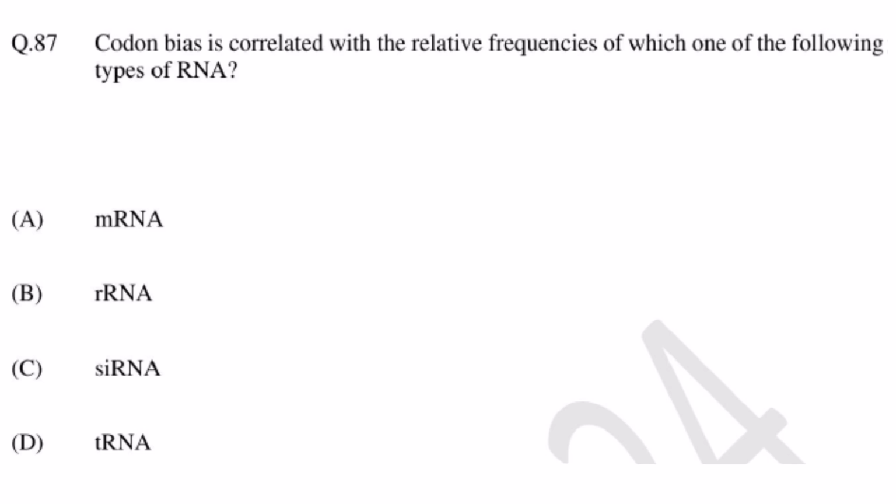One reason for this bias is that the tRNA molecule that recognizes the CUG codon is more abundant in humans than the tRNA molecules that recognize other leucine codons. That is codon bias. So they have asked here, codon bias is correlated with the relative frequencies of which one of the following types of RNA. So it is the frequency of the tRNA. So the answer here is option D.